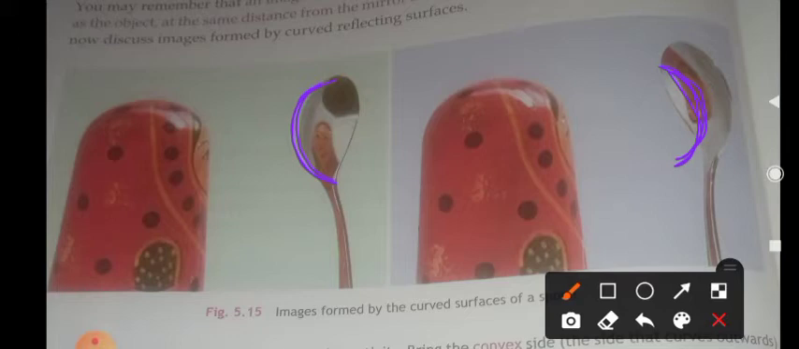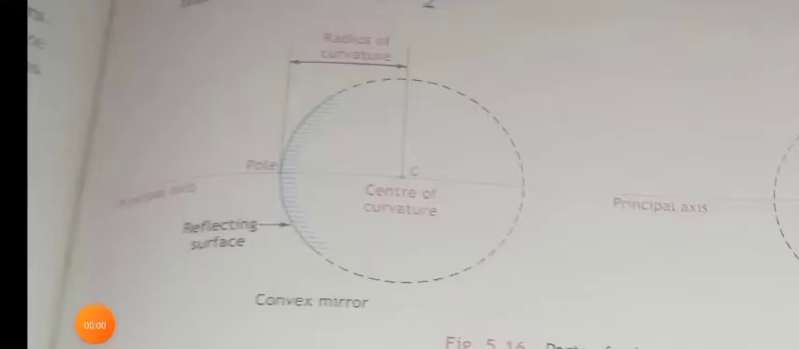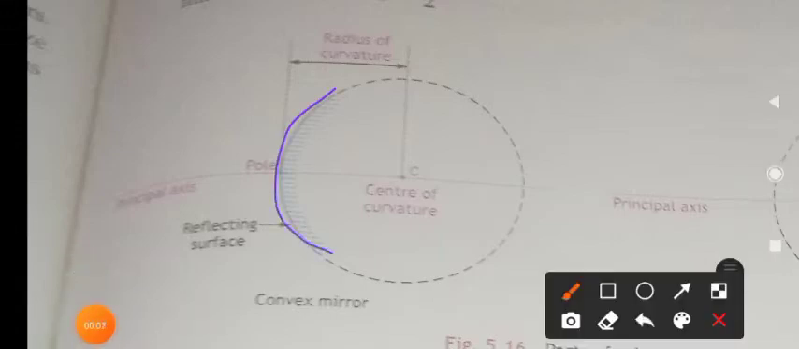Okay, children, there are some important concepts we are going to learn regarding these spherical mirrors. So shall we start? Yes. So this is what type of mirror? See, this is the reflecting surface. The reflecting surface bulges outside, so it is a convex mirror. Okay. Then, what are the concepts we are going to learn?